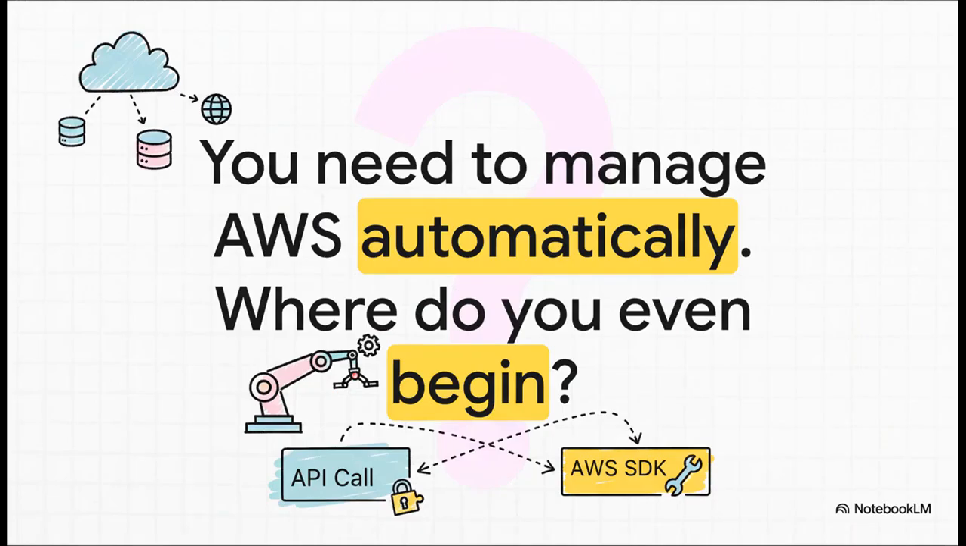Look, we've all been there, right? Clicking around in the AWS management console setting things up. But what happens when you need to create, say, 100 users at once, or build a system that automatically scales itself? That whole manual click and pray process just doesn't scale. And that's the exact problem we're going to solve today.